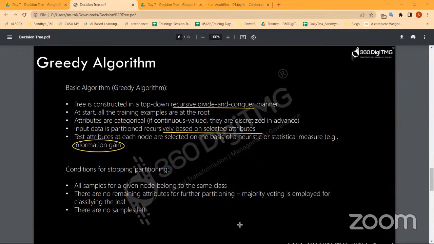And next come our conditions for stopping the partitioning. One: all samples for a given node belong to the same class. Whenever all my observations, all the records, belong to the same category, then we can stop the partitioning of the decision tree. Two: there are no remaining attributes for further partitioning. Then also we can stop the splitting of the tree, and majority voting is employed for classifying the leaf. And of course, when there are no samples left, nothing but when there are no observations left, we can stop splitting the decision tree.